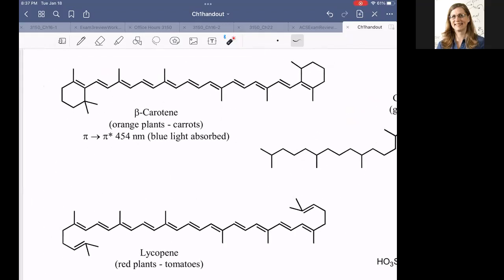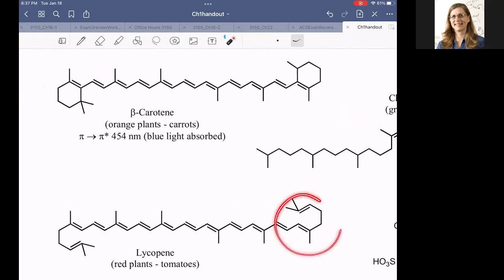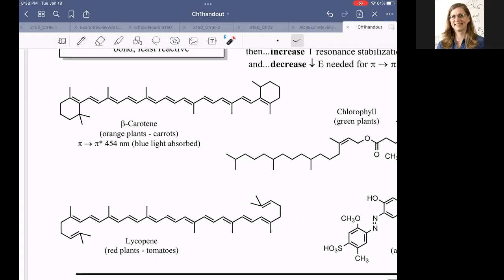Lycopene has a very similar structure, but we see that these rings have opened up on both ends. And so that slightly changes the energy required to do that transition. If it's absorbing a slightly different wavelength of light, that means the color appears slightly different. And lycopene, of course, is red. That is the compound in tomatoes that gives them their red color.